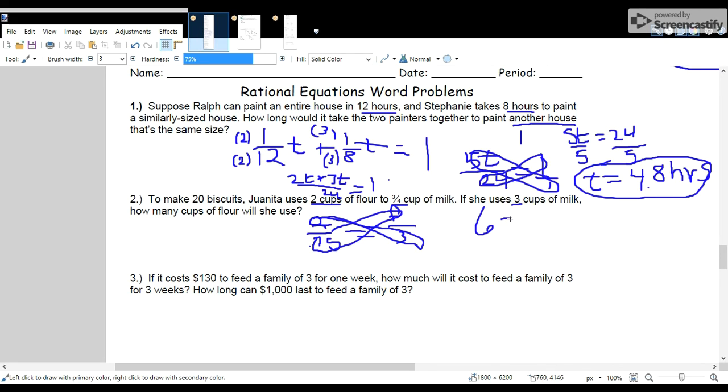We have 6 equals 3/4 flour. To get rid of the fraction, we flip and multiply. 4/3 on both sides. 6 divided by 3 is 2. 2 times 4 is 8. So F equals 8. 8 cups of flour.